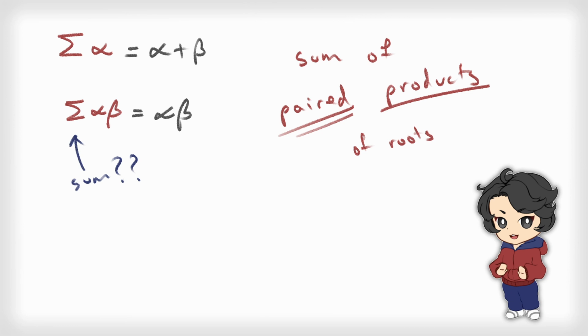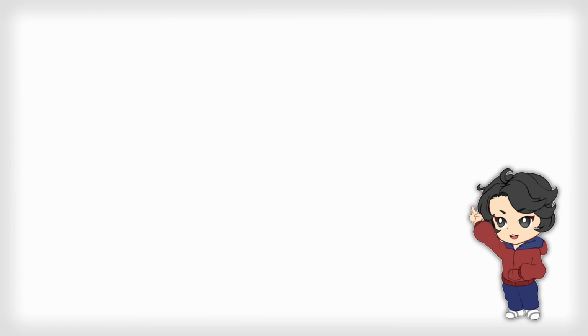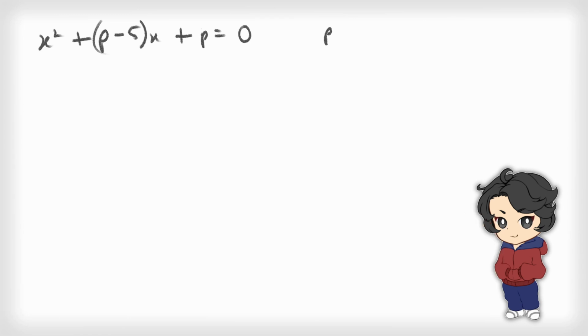Things will be much clearer when we move on to cubic equations. But before that, I'd like to provide an example for quadratic equations. Suppose we've been given the equation x squared plus (p minus 5) times x plus p equals 0. P has to be an integer value, and we've also been given that one of the roots is twice as large as the other root.